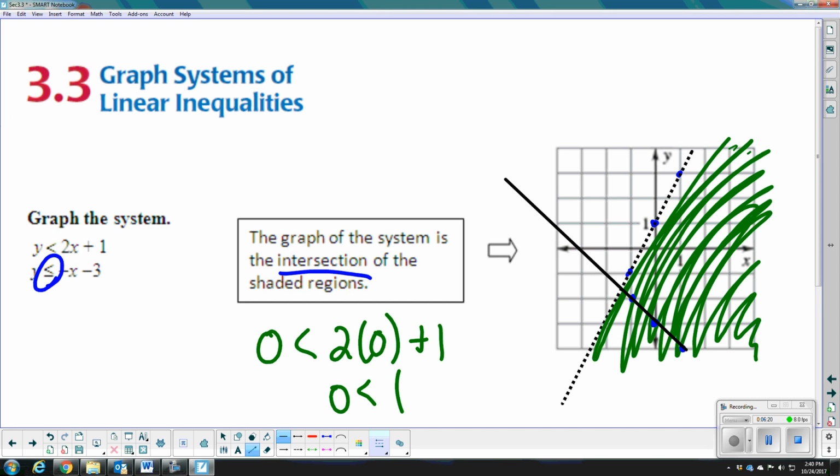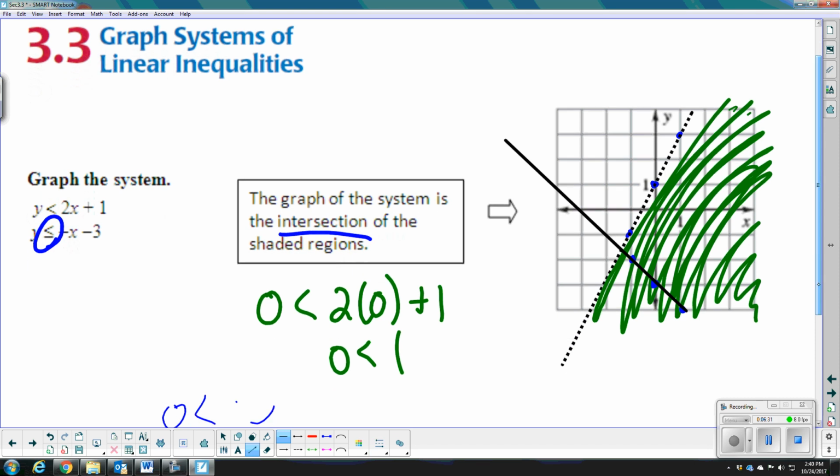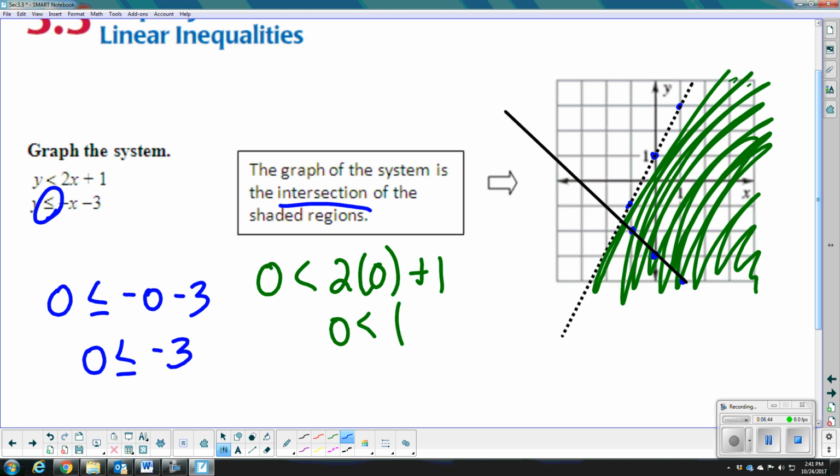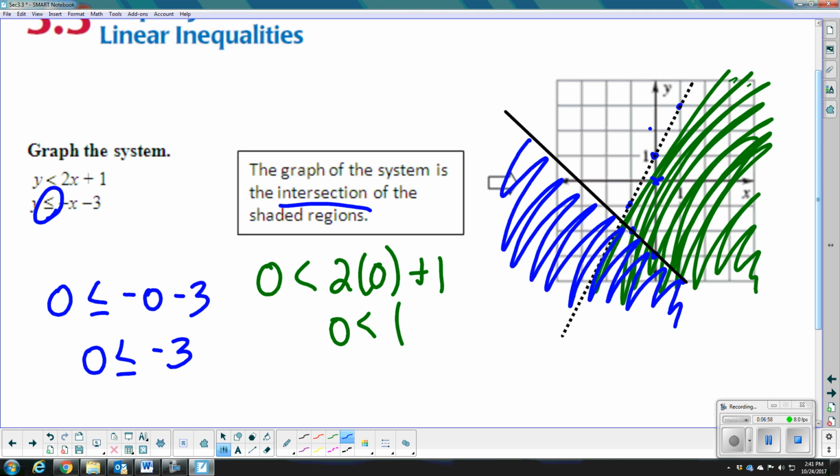Now we can still pick the point 0, 0, even though we already chose that for the last one. We can still pick that point because it's not on this line. So I'm going to pick 0, 0. Is 0 less than or equal to -0, which is just 0, minus 3? Is 0 less than or equal to -3? No, it's not. That means this is not a solution. So that means none of this half plane is a solution, which means that this is the half plane that's a solution.